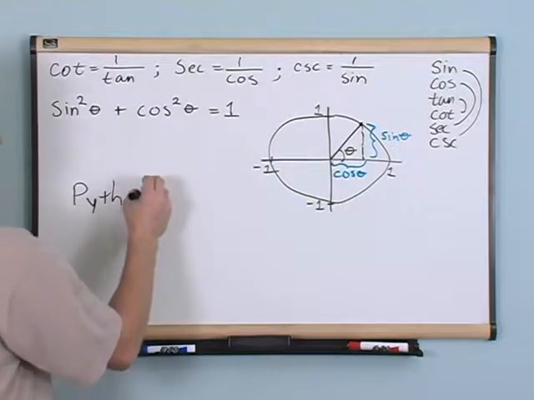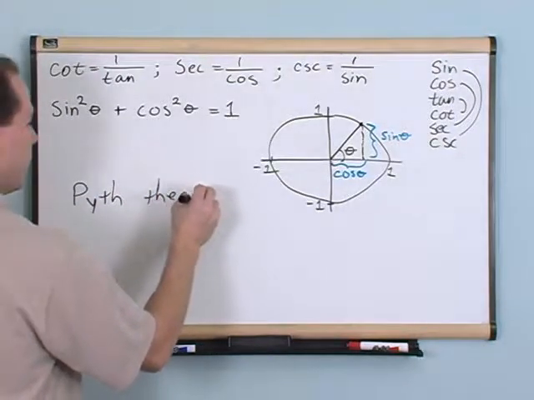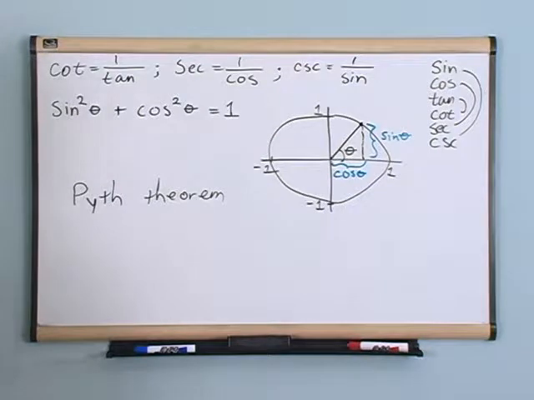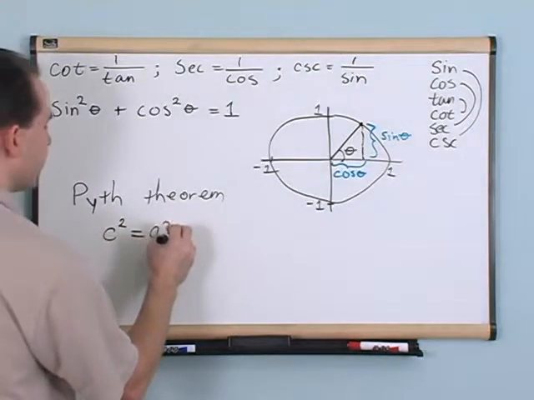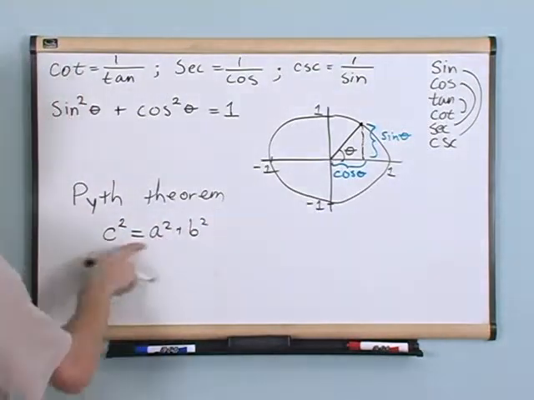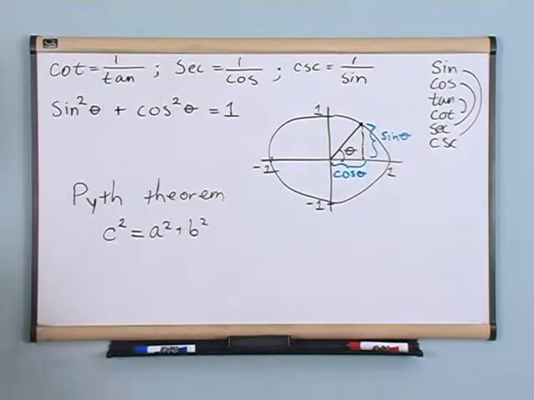Pythagorean theorem, which is something that you probably have seen before, and I think we've even used it before. And that's basically that c squared is equal to a squared plus b squared. This is something that's just given in geometry, or in basic geometry of triangles.